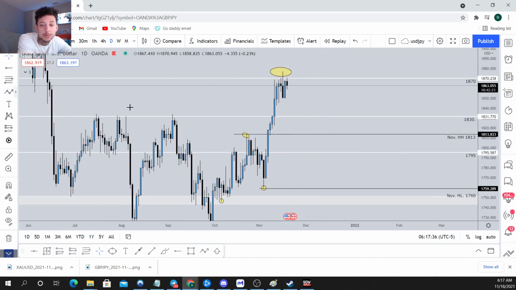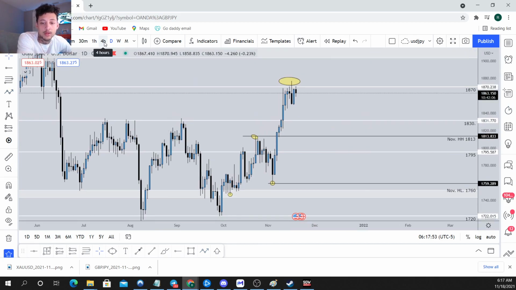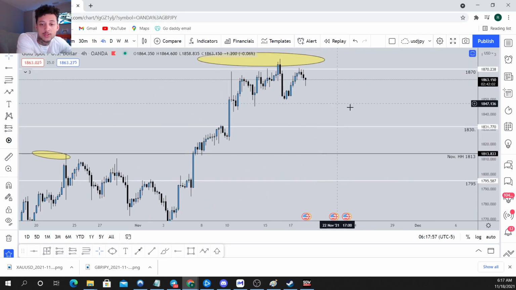So what we can expect for price to do is pull back potentially to this 1830 level. If this 1830 level breaks, then what we could wait for is for price to come back to November's higher high, where we can then look to take price back up to 1870. Does that mean you can't take a trade before then? Should you only wait to buy? No. You can take counter trends for sure.